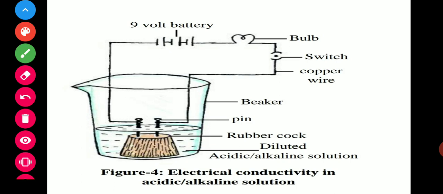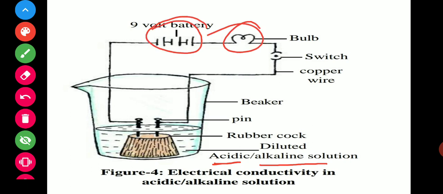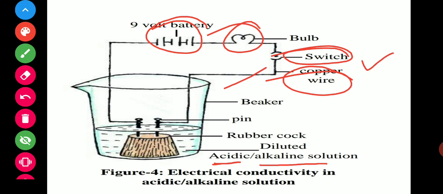Now, conductivity of acid solutions. How can we show the electric conductivity of acid or alkaline solution? We take some amount of alkaline solution or acidic solution, you can take any one of them. And this is your 9 volt battery, and it is your bulb, and this is your switch and some copper wires which connect this in a circuit. Whenever the switch is on, the bulb glows.